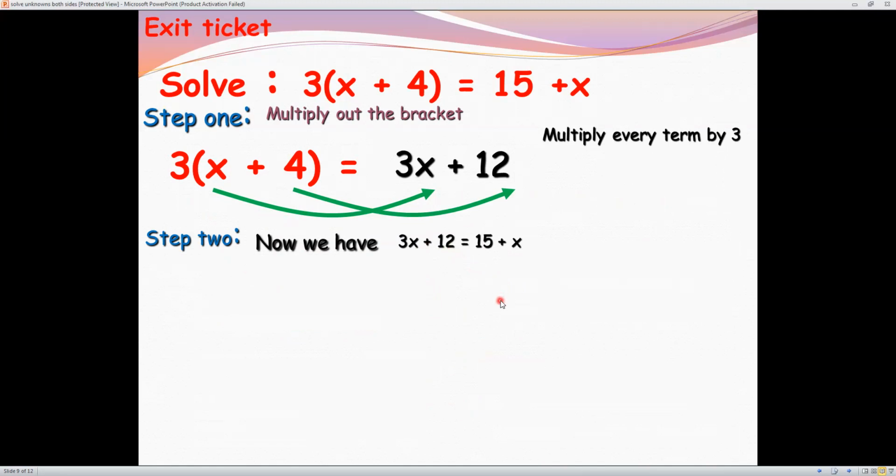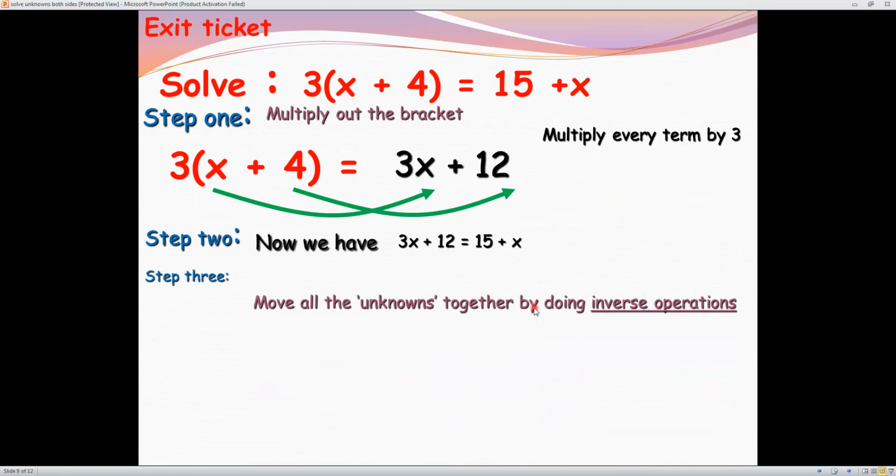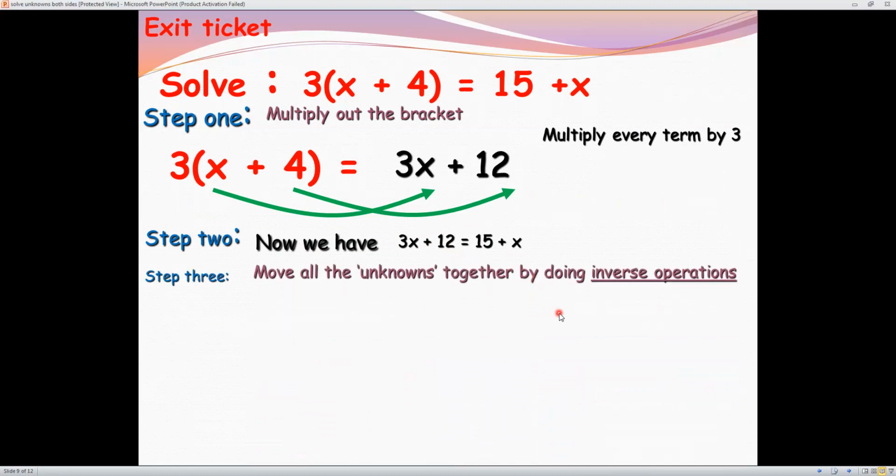So now you have this equation, this is the shape of the new equation, 3x plus 12 equals 15 plus x. Now you can solve it by gathering the unknowns together and simplifying, then gathering the knowns together, then simplifying. Okay, now we are gathering the unknowns together. Okay, and then we are going to simplify. So this x is going to move to the other side by subtracting 1x, okay, or by adding 1x. It's up to you.